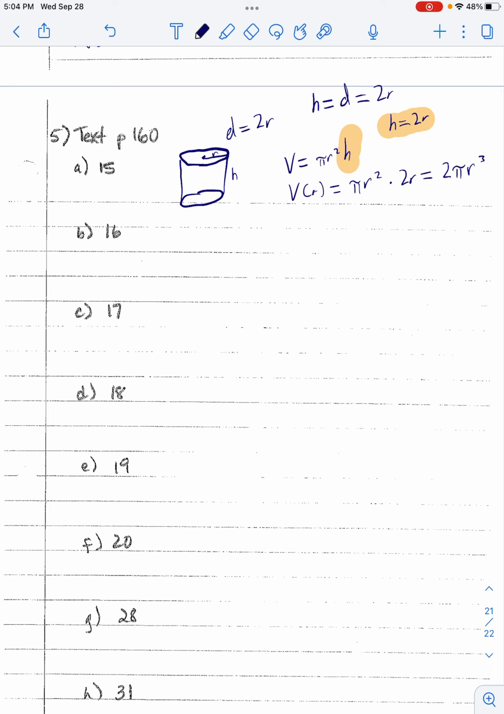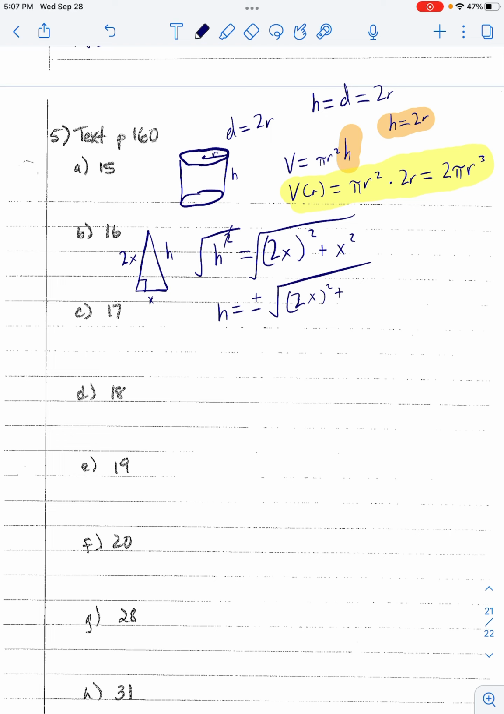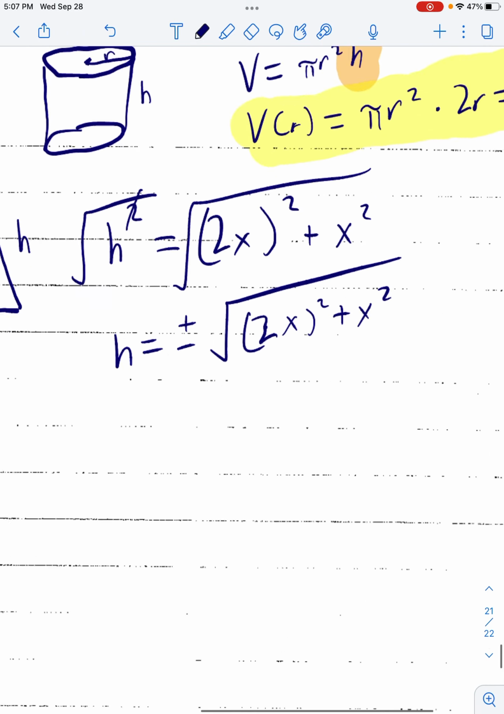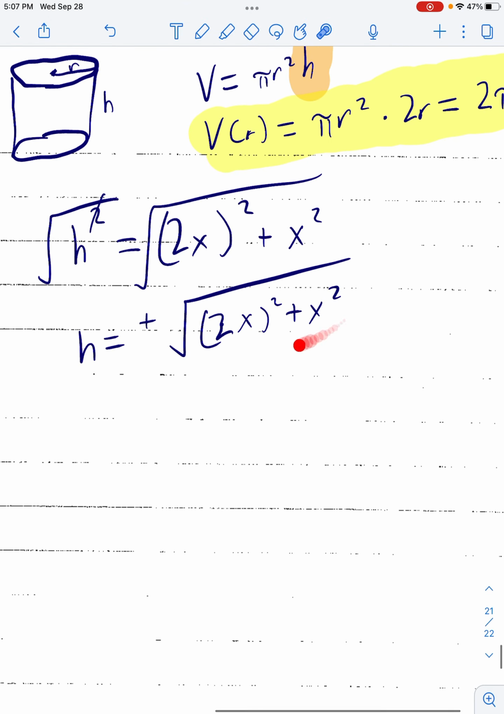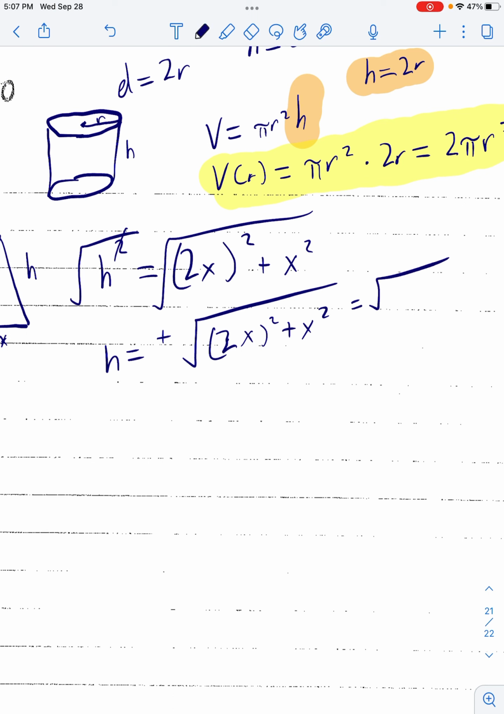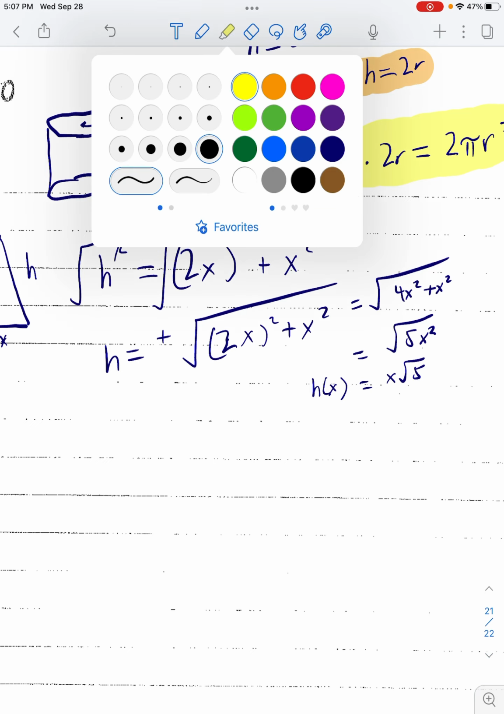We want the length of the hypotenuse as a function of x. That means we have to get h by itself. We almost have it. We just have to get rid of this squared exponent, so we take the square root of both sides. So I have h equals plus or minus the square root of (2x) squared plus x squared. First of all, we have a positive square root and a negative square root. We're only going to keep the positive one, because the length of our hypotenuse can't be negative. Then let's simplify. That becomes the square root of 4x squared plus x squared, which equals the square root of 5x squared, which equals x root 5. So h of x is equal to x root 5, okay?